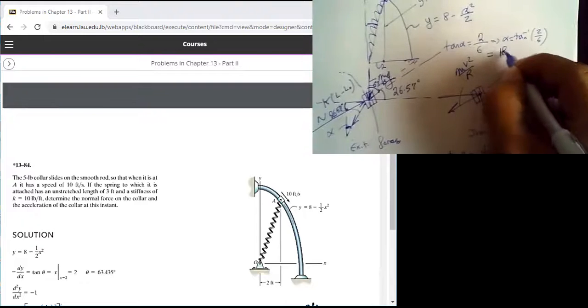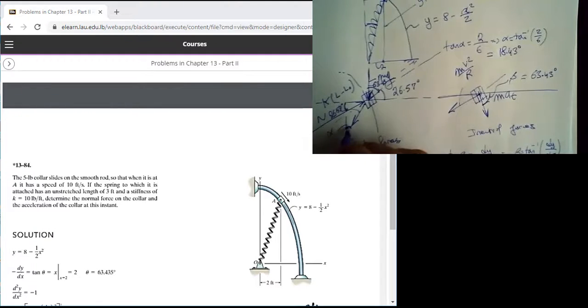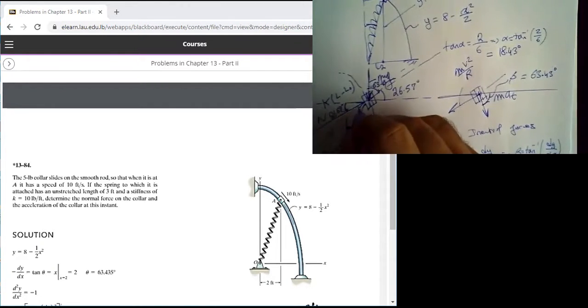$18.43. So it's 18.43 degrees. So this is my alpha right here. Okay, how can I find now N? So I think if I sum the forces along this direction, we can get N, but we need to know this angle right here. You guys agree?